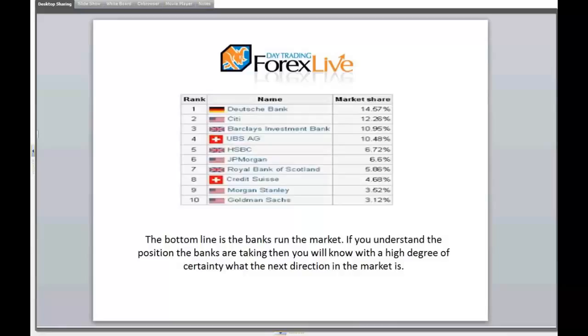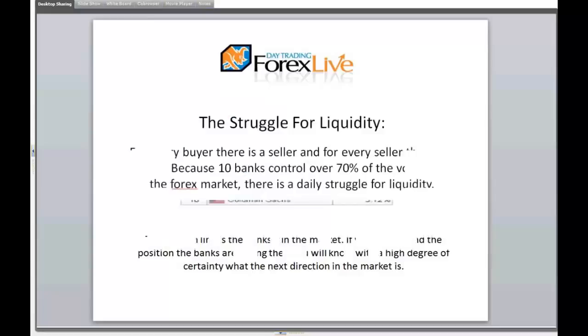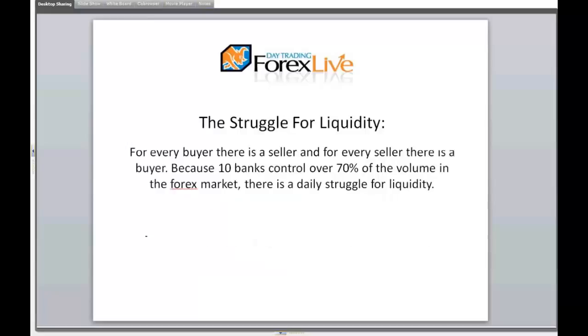Okay, so like we have written here, if you understand the position the banks are taking, then you will know with a high degree of certainty what the next direction in the market is. That's a simple conclusion. If you know what the people that control 70% of the market are doing, then you'll know the next direction of the market. This is not a secret. This is not a hidden fact. This is a fact that's in front of everybody. Again, that's a Wikipedia screenshot of the top 10 traders in the Forex market. Logically, if somebody controls 70%, that would mean they can dictate the next direction of the market.